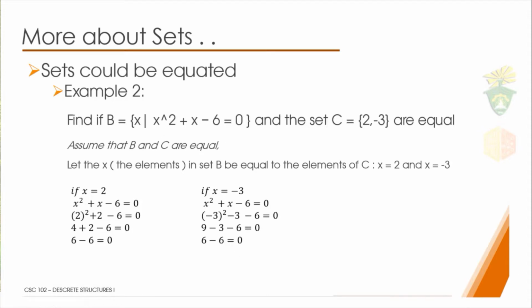So this means that B is equal to C, since all the values in C satisfy this equation, meaning that all the values of x here, since x should satisfy this equation, and 2 and negative 3 satisfy this equation, meaning that the elements of B are the same as the elements of C.